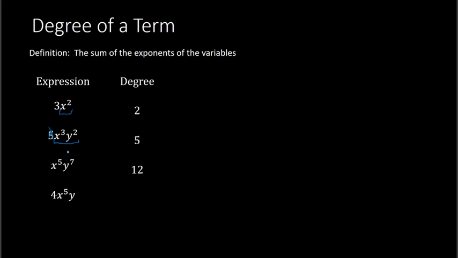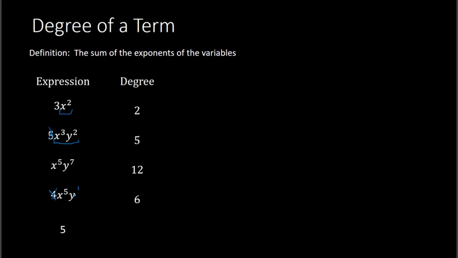Here we have 4x to the fifth times y. So we could ignore the coefficient, the 4 in the front, and we just look at the variables. So the exponent here is 5. The exponent with y is 1. 5 plus 1 gives me 6.